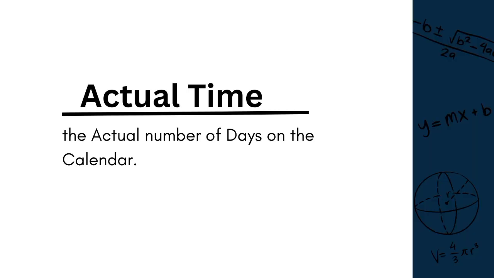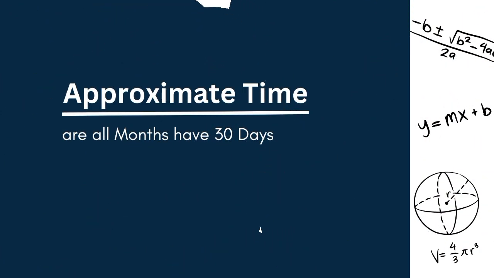Okay, now let's proceed to identifying the number of days in a problem. To do that, we have actual time and approximate time. Let's proceed first with actual time. Actual time is the actual number of days in a calendar, while approximate time treats all months as having 30 days. So basically, approximate time has a constant value, which is 30.